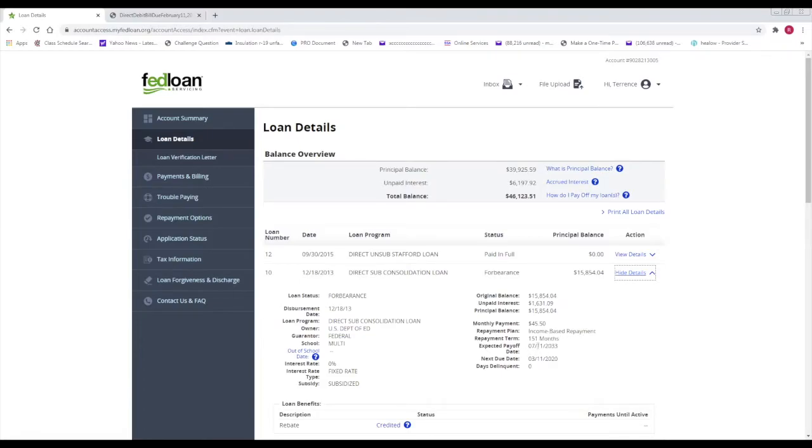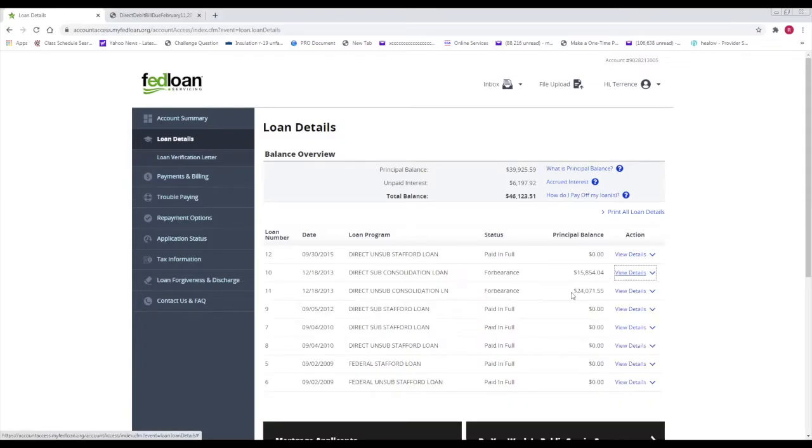So the expected payoff is 7/11/2033, and the next due date. This is actually from February, so it was showing that the next due date was March 11th. Now, if we look at the interest rate, we can see that the interest rate is at 0%. If you all heard in the news back when we first got into COVID-19, the federal government put a halt on student loans. So basically, no payment was required, and everyone's interest rate went to 0%. So that's why that interest rate is at zero.